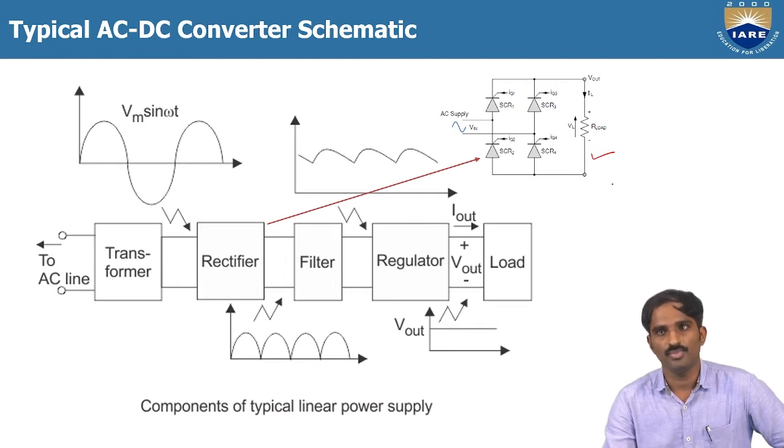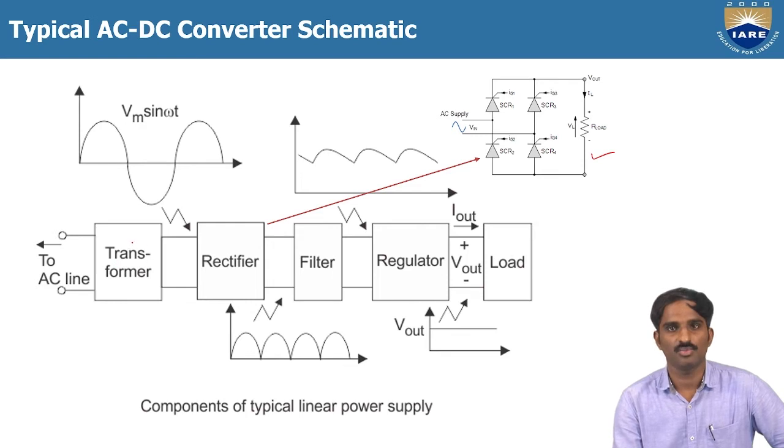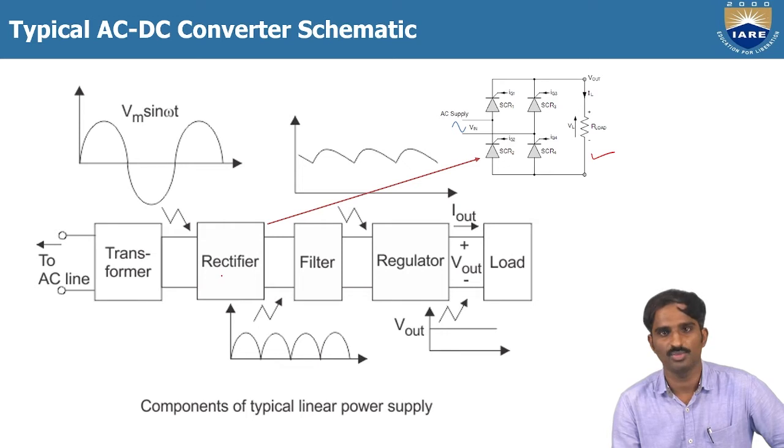But practically, this rectifier alone is not enough to convert the AC supply or the AC voltage to a controllable DC voltage, because we need some other devices also. So practically, this configuration is the typical AC to DC converter schematic. Here you can see initially we are giving the AC supply to the transformer. As you know, the function of the transformer is that it can step up and step down the voltage. Before the rectifier we are giving the AC supply through the transformer.